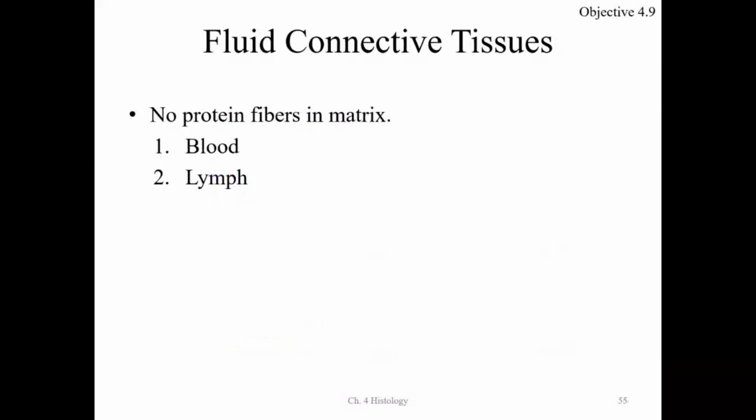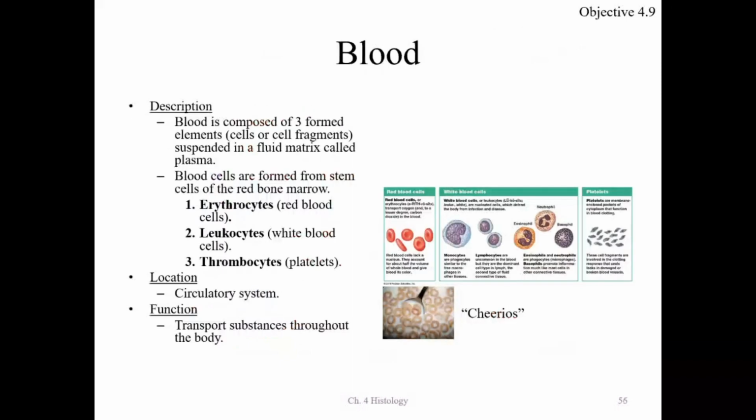So this is dense irregular. Okay? Now we'll see blood and lymph. No fibers in the matrix. These are fluid. Okay? Blood and lymph are fluids. These are fluid connective tissues. Okay? Now, the first one, blood, I think it looks like Cheerios, a bowl of Cheerios.